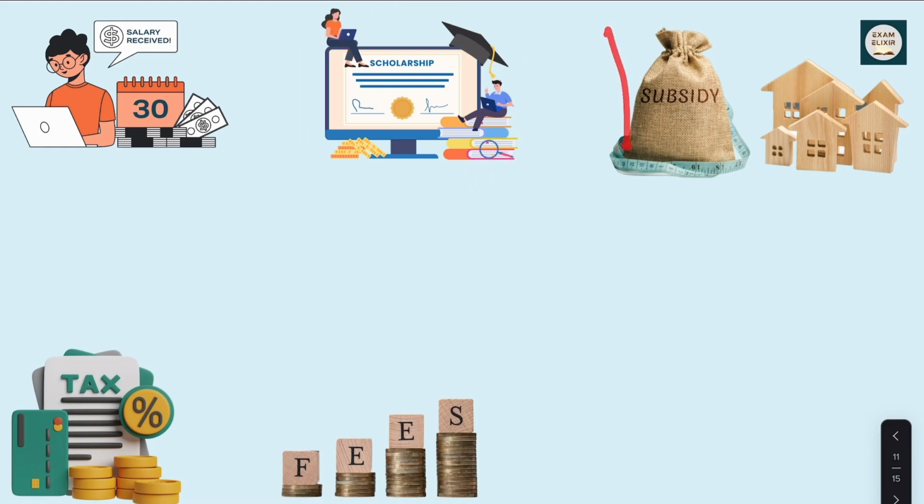Similarly, when the central government gives a subsidy, let's say a food subsidy, and you receive the food subsidy, there is no change in asset and liability. You don't have to return this money to the central government. The central government's assets are not increasing. The central government's liabilities are not increasing.